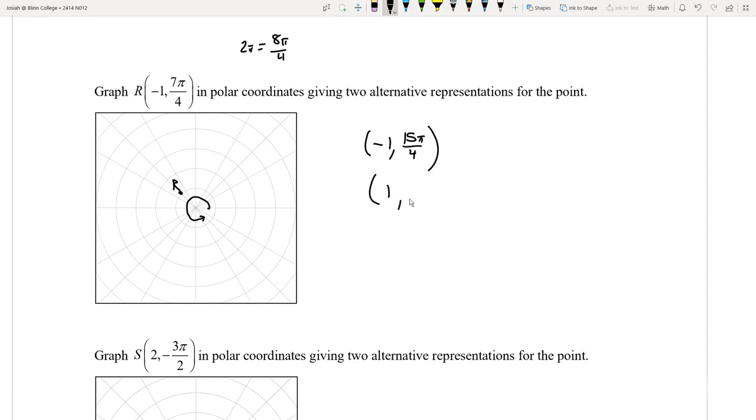Surely there's got to be a way then to write R with a positive radius. That's just going to be a matter of going straight to the ray that R is sitting on and figuring out what this angle is now. It's 1 pi fourth short of a half turn here. So we're looking at 3 pi fourths.